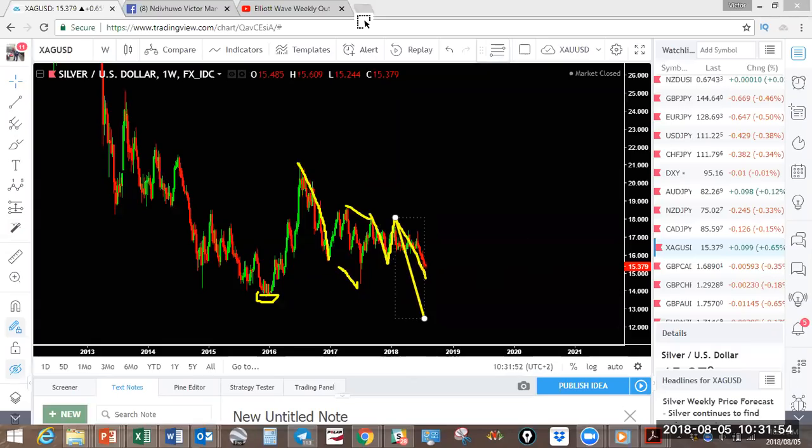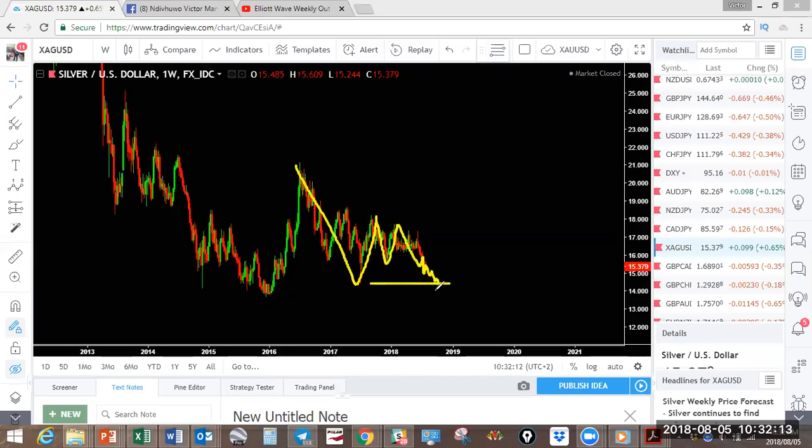That structure will not be right. Let's just clear all of that. So the correct structure here with silver will be, okay, this running flat will not make sense. So this is the structure on silver. This is what you're going to have, and you're going to get this corrective structure here, something like this.